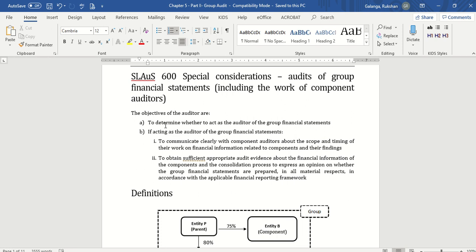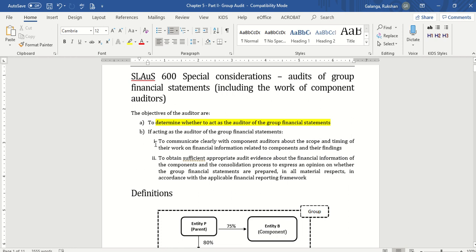If we take a group called XYZ with large subsidiary companies, whether a particular audit firm can do the audit, right? So that you want to determine, that's what it says, you want to determine whether to act as the auditor of the group financial statements. Then here we call that auditor the group auditor, right?